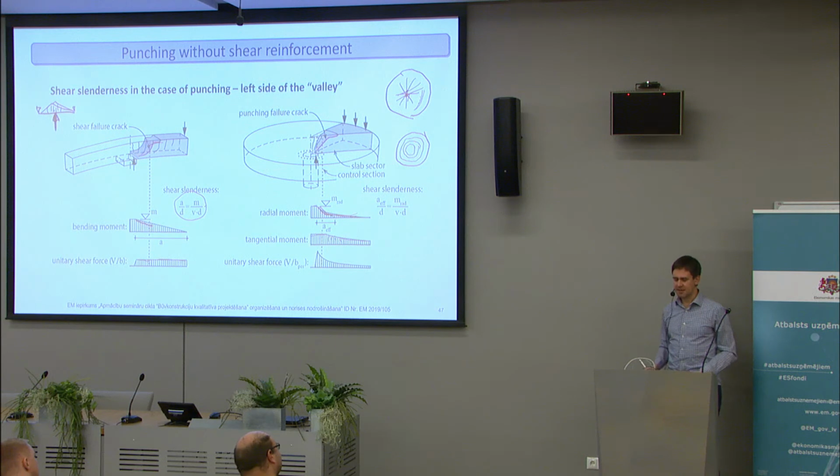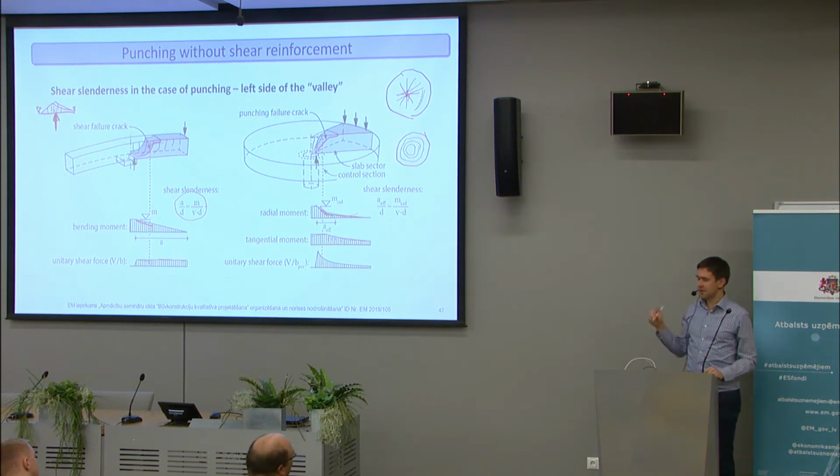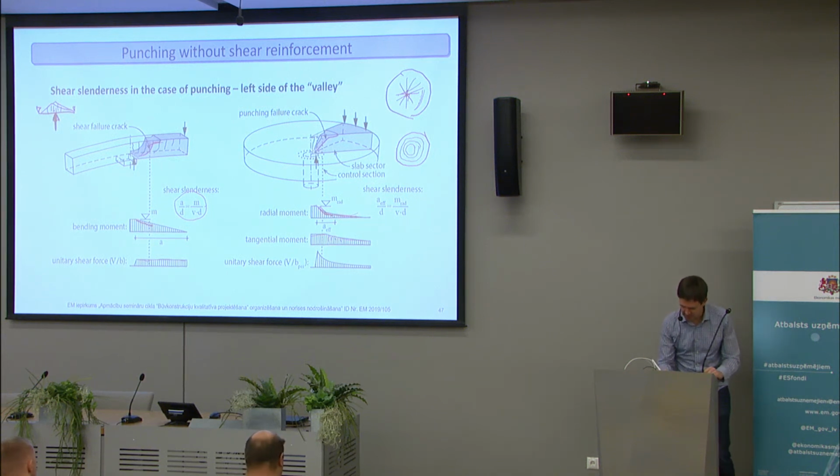So when we calculate the shear slenderness, we only have to look at the shear force, and only have to look at the moment that is in the same direction as the shear force. So we see that the radial moment is actually much smaller than, but when we use the radial moment in here, we get a shear slenderness that is much smaller.